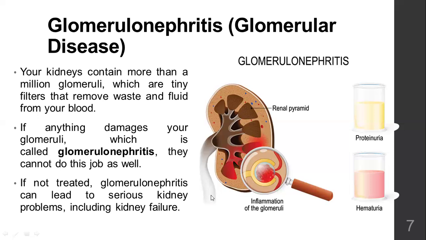And hematuria, just imagine if protein with such a big size could escape. Obviously, your red blood cells, your blood, can also escape through it. So that's why you get blood in urine as well. Okay, so that is glomerulonephritis. Is it clear to all?